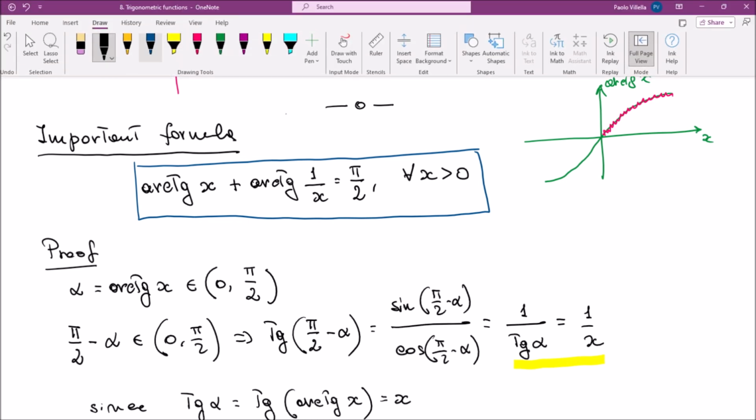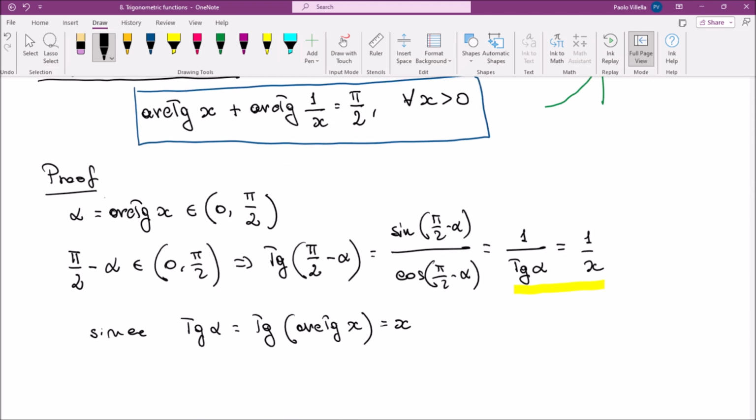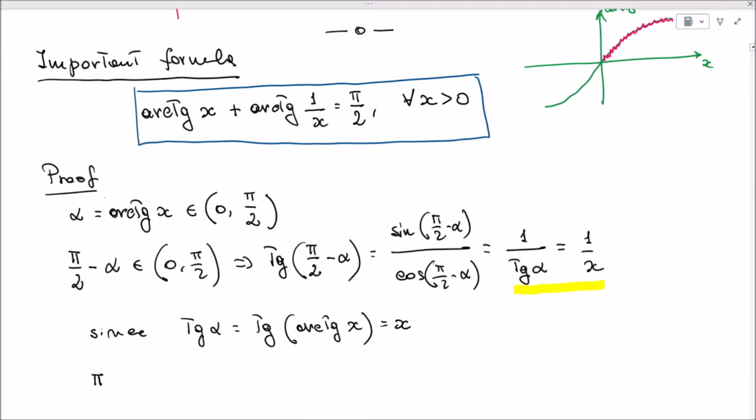So we're almost at the end of the proof, because at this point we know that pi over 2 minus alpha is equal to arc tangent of 1 over x. And this concludes the proof.